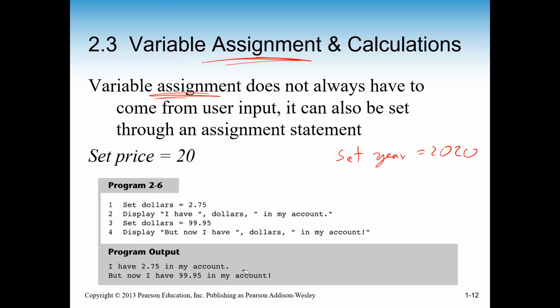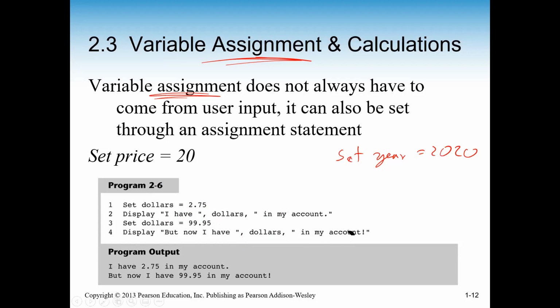All right, so now we have another example over here, 99.95, and you do the same thing. But now I have comma, dollars. Notice that the dollars have changed in my account, okay? So you can see that there as well.